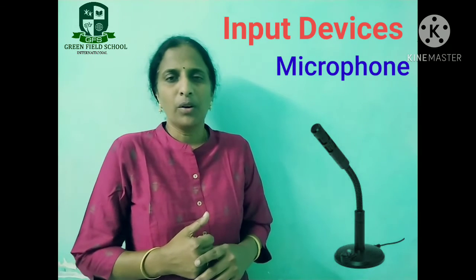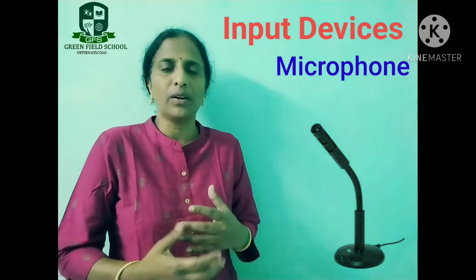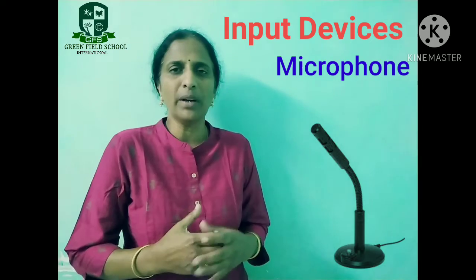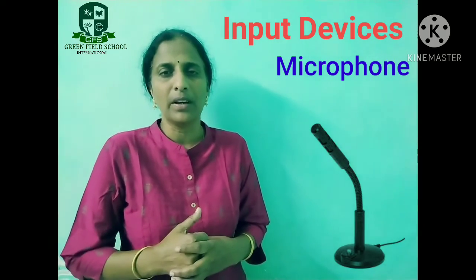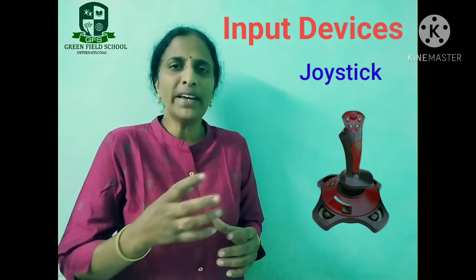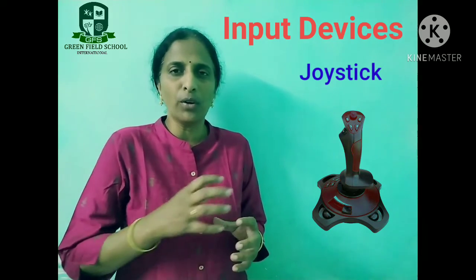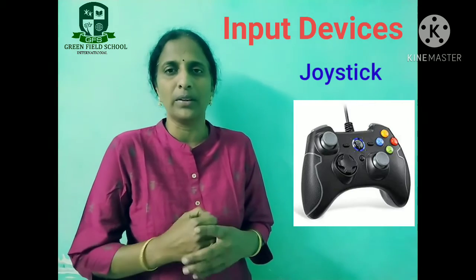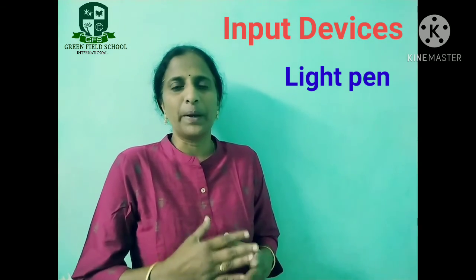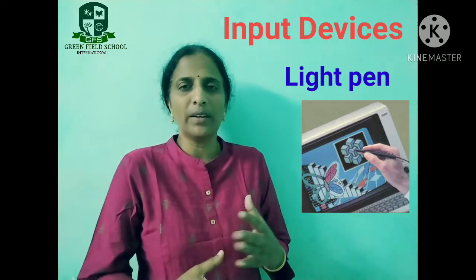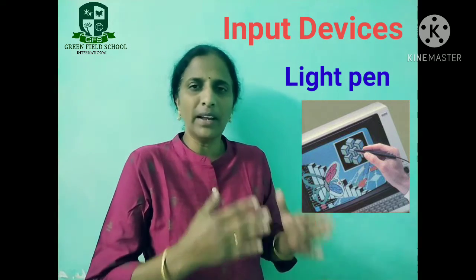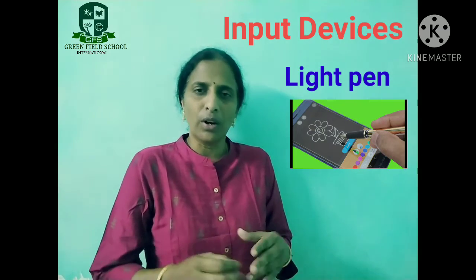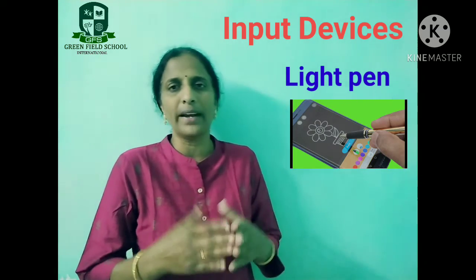Then the microphone. If you want to input any voice, sounds or music, we use the microphone. The microphone is known as the voice input device. And the joystick. Mostly we see the joystick in video games. If you want to move the pointer, we use the joystick to control the games or the pointer. The next one is the light pen. A light pen is just like a mouse where you can see the mouse pointer. We use the light pen on touch screen monitors to select, draw pictures or move objects.